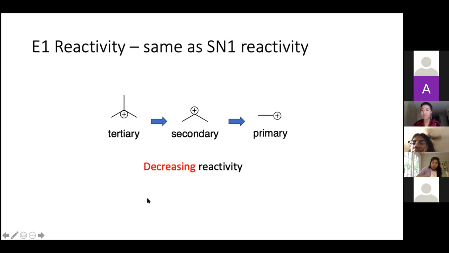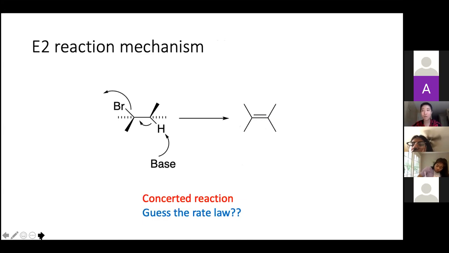The E1 reaction reactivity is very similar, or pretty much just the same as SN1 reactivity. Tertiary carbocations are going to react faster than secondary carbocations than primary carbocations, decreasing reactivity because the stability of those carbocations decreases as the number of other carbons decreases. Any questions regarding this point that I just made? No, right? Because you already learned about this on Monday. So next we're going to move on to E2 reaction.